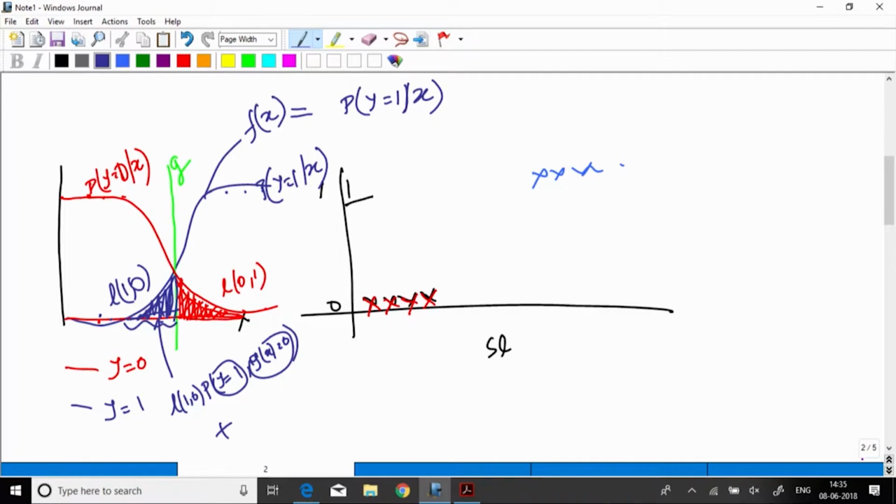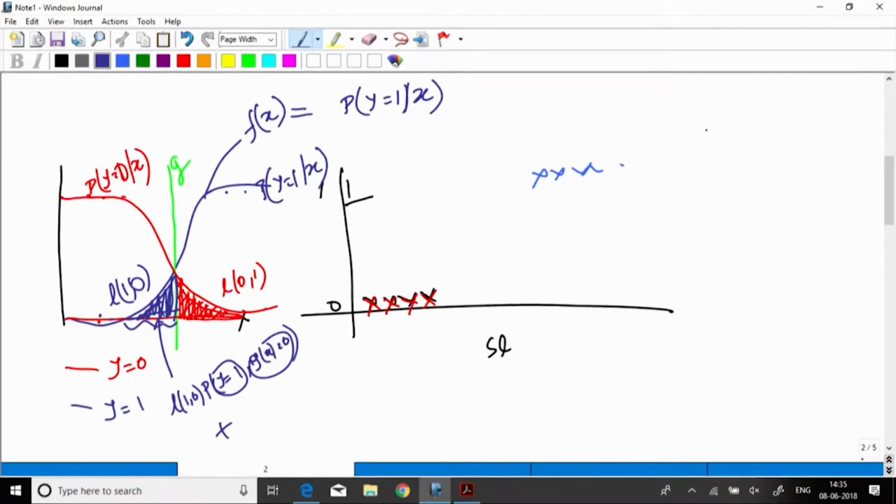Okay? So now how can we get such a nice curve? This nice curve is not linear. Is it linear? No, this is not linear. Even this is not convex. So it is called the sigmoid curve. If we can learn this curve, then we are done.